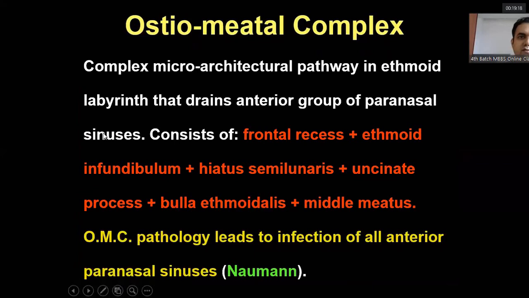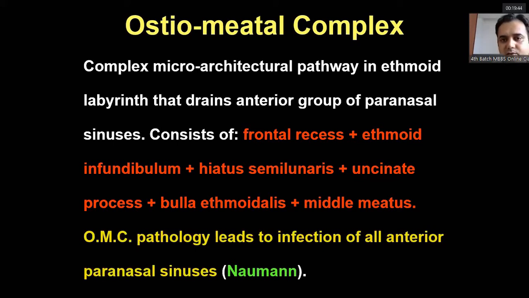So what is the osteomeatal complex? This is important, and it is good to know the definition. It is a complex microarchitectural pathway in the ethmoid labyrinth that drains the anterior group of paranasal sinuses. In the anterior group of paranasal sinuses, you get the frontal sinus, maxillary sinus, and anterior ethmoid air cells.